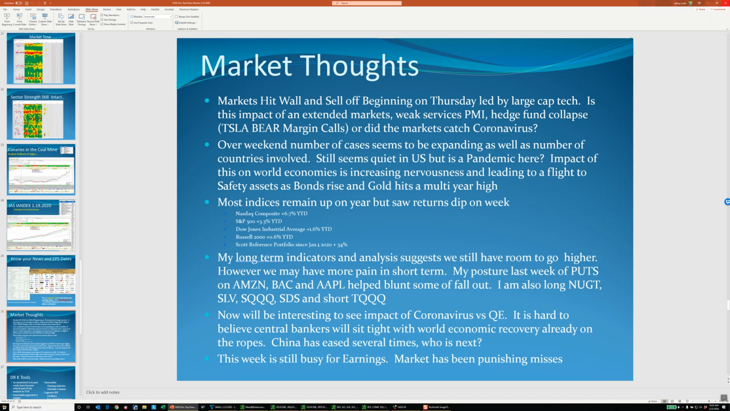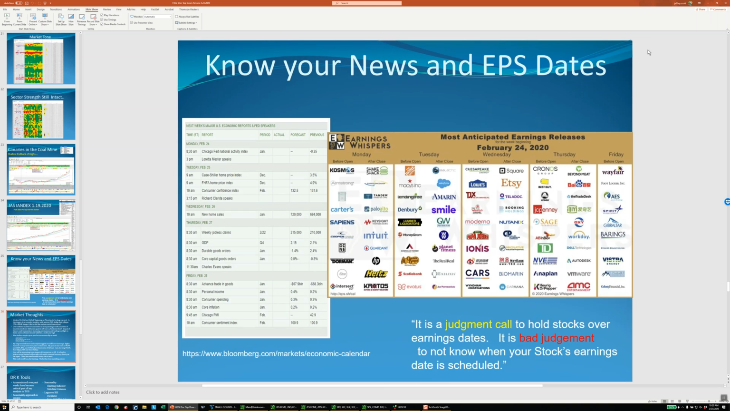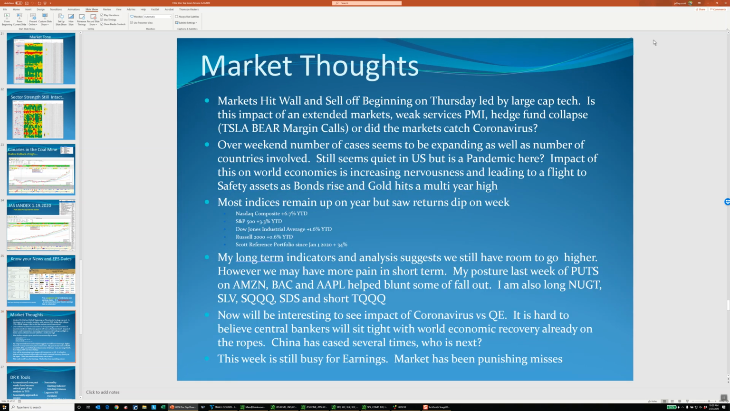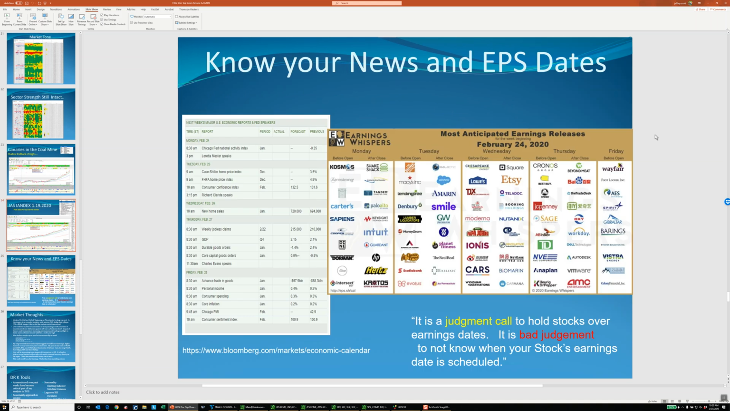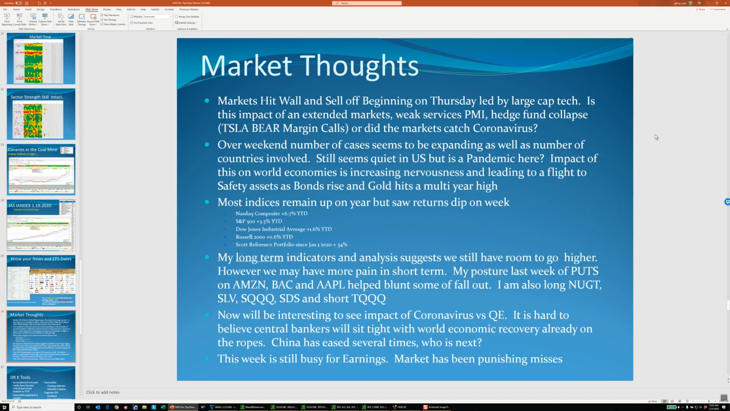And I also added some SDS to play a contra ETF to the S&P 500. And I've been short for 3 days, triple Qs or TQQQ. So we'll see what happens in the market. I hope it goes higher because I'm still more long than short, but I want to buffer any drop in the market.